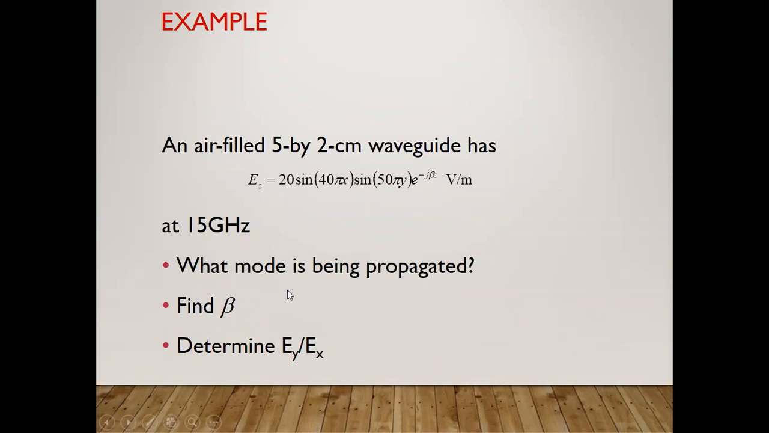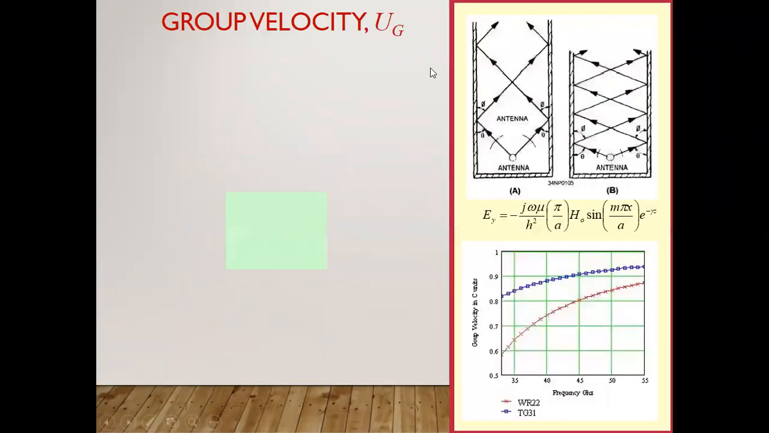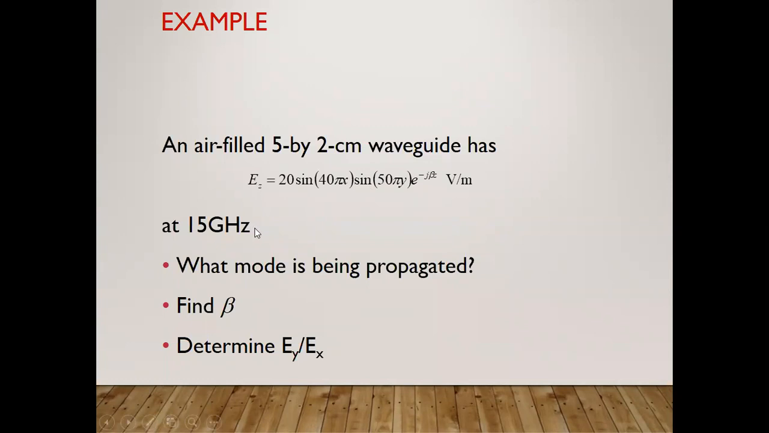So in this way you can calculate. Before starting, you should know what my mode of wave propagation should be, and the remaining parts. By observing this equation you can easily find the mode of operation, which mode you are going to use. Secondly, the propagation constant beta, and you can determine Ex and Ey.